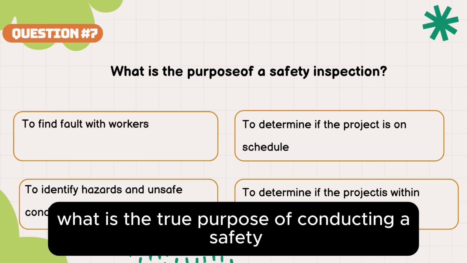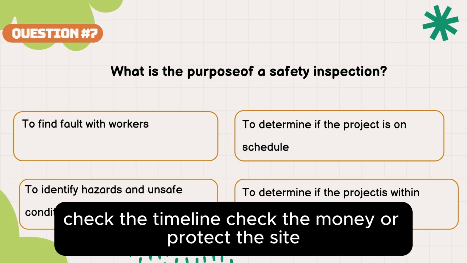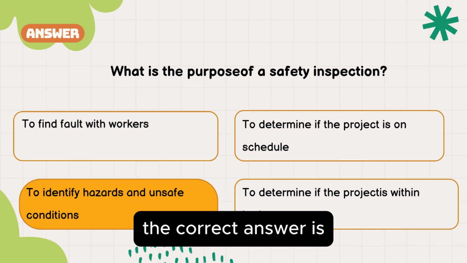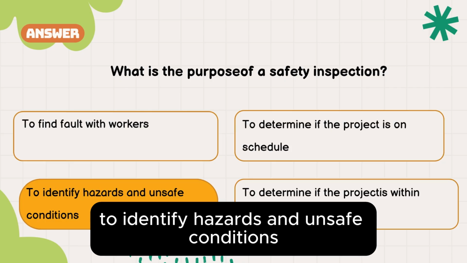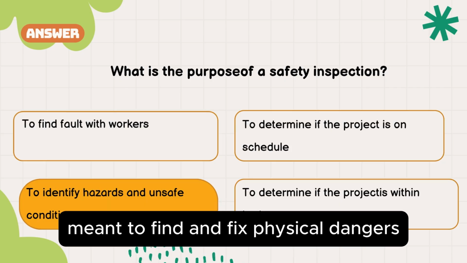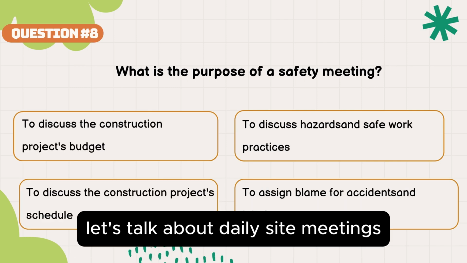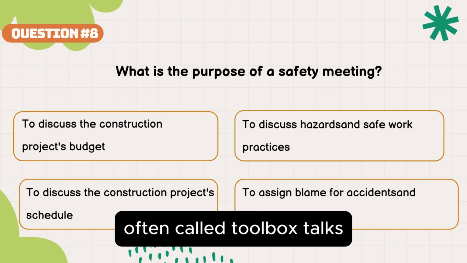What is the true purpose of conducting a safety inspection? Is it to blame people, check the timeline, check the money, or protect the site? The correct answer is to identify hazards and unsafe conditions. Inspections are proactive safety tools meant to find and fix physical dangers before they cause harm, not to point fingers at workers. Let's talk about daily site meetings, often called toolbox talks.